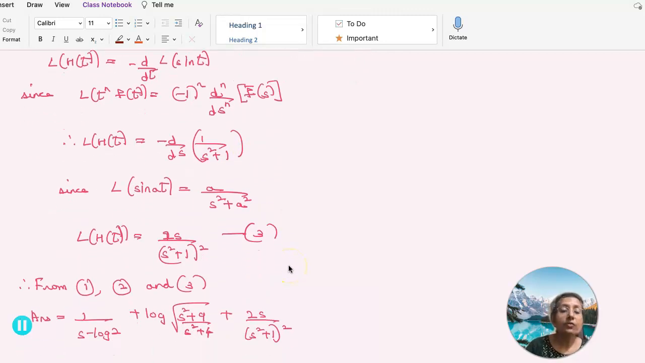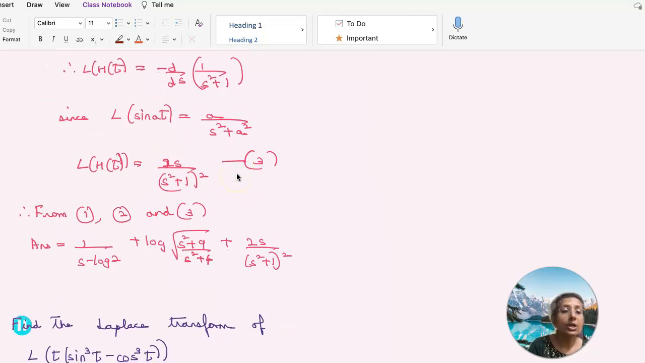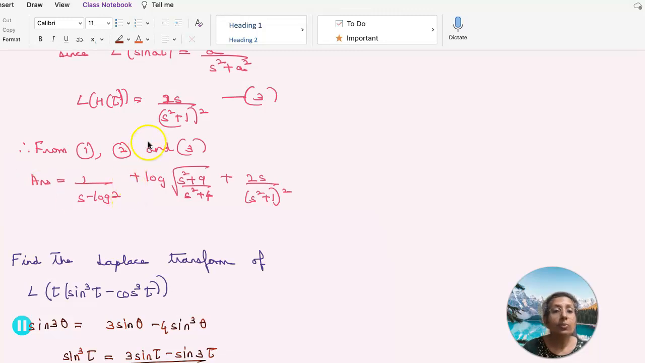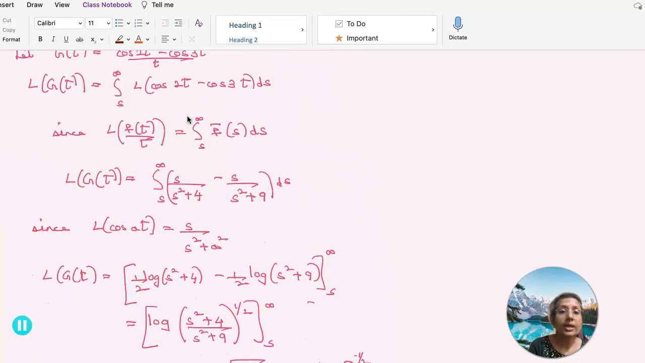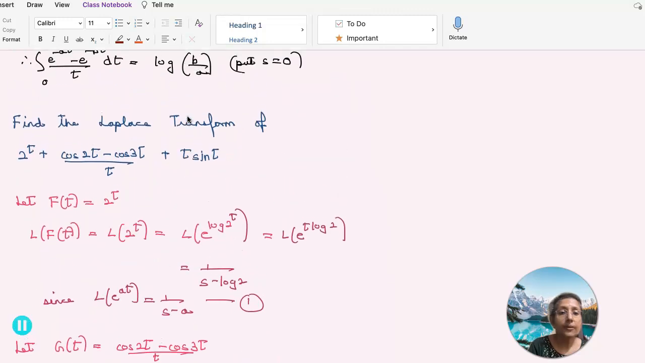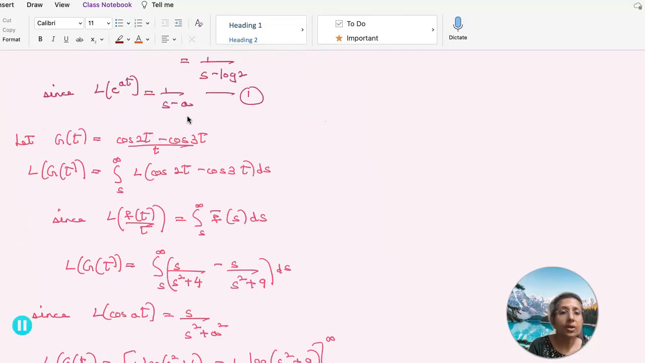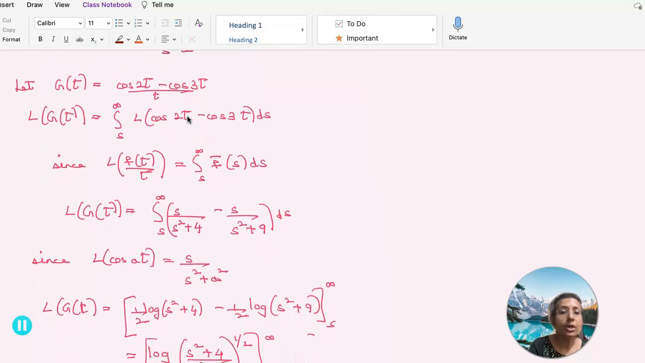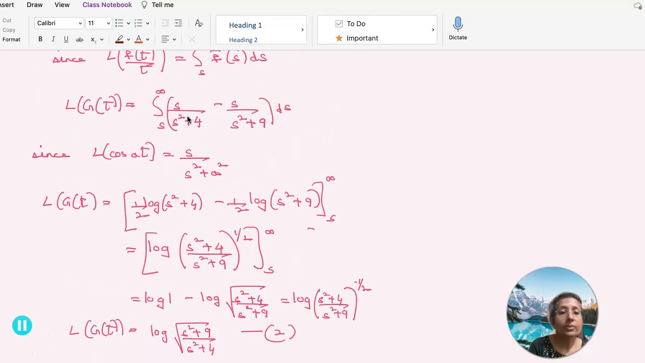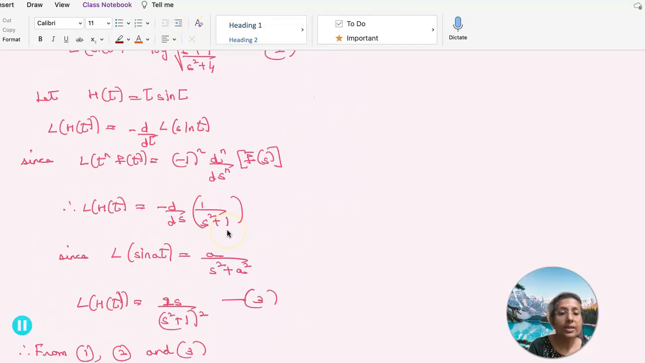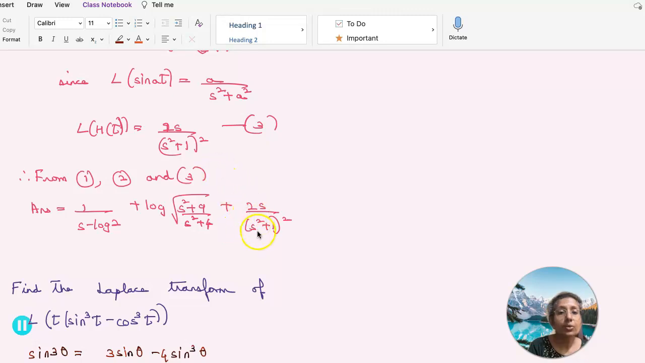So what is the derivative of 1 by t? Minus 1 by t squared. So the minus goes, and you get 1 by s squared plus 1 the whole squared. The derivative of s squared plus 1 is 2s. So we call this 3. Now we just add up 1, 2 and 3. So the answer will be the Laplace transform of 1, 2 and 3. That is 1 by s minus log 2, and then you get 2 will be log square root of s squared plus 9 by s squared plus 4, and then you get plus 2s by s squared plus 1 the whole squared. We're just putting this together.